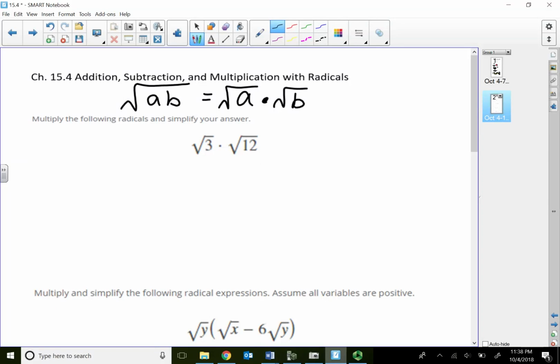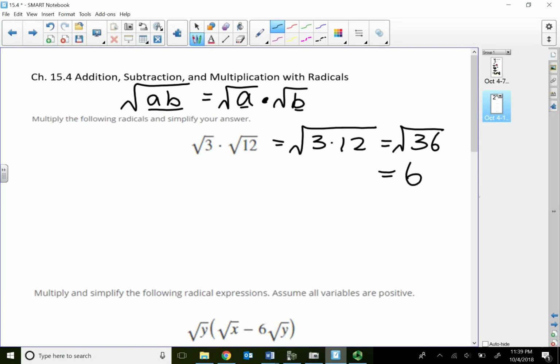If I have radicals that have the same roots, I can simply multiply what's on the inside, because technically I can put them all back underneath the same root. By knowing that, I can rewrite the square root of 3 times the square root of 12 as the square root of 3 times 12. This is the square root of 36, which we know is positive 6. This is one way we can do this.